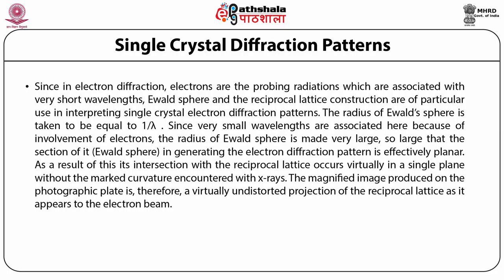Since very small wavelengths are associated here because of the involvement of electrons, the radius of the Ewald sphere is very large. So large that the section of it involved in generating the electron diffraction pattern is effectively planar. As a result, its intersection with the reciprocal lattice occurs virtually in a single plane without the marked curvature encountered with X-rays. The magnified image produced on the photographic plate is therefore a virtually undistorted projection of the reciprocal lattice as it appears to the electron beam.